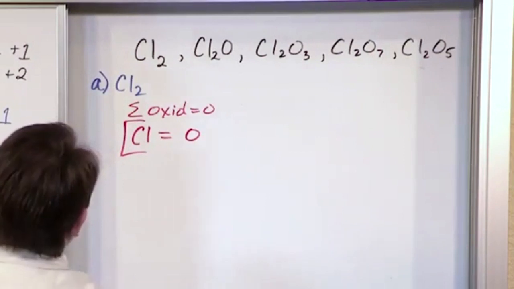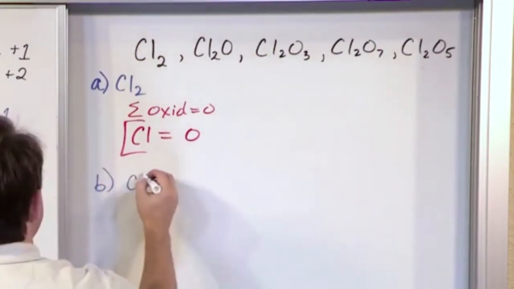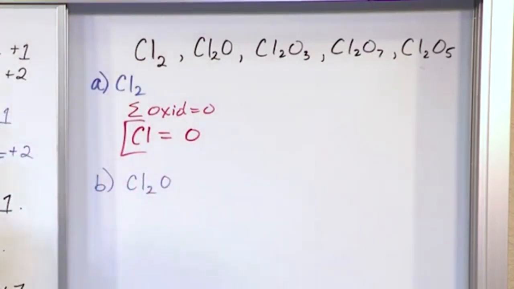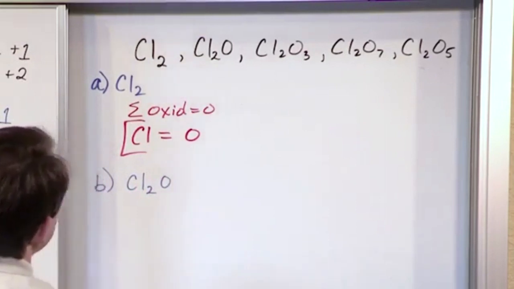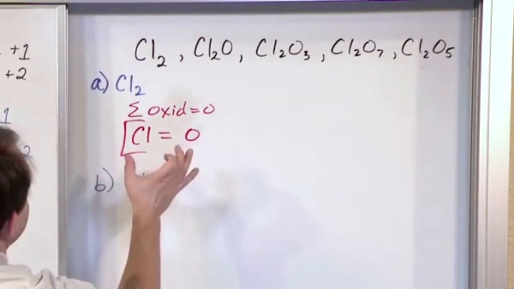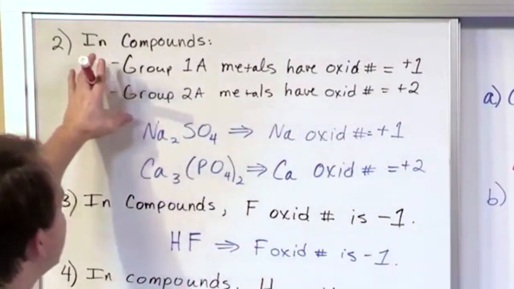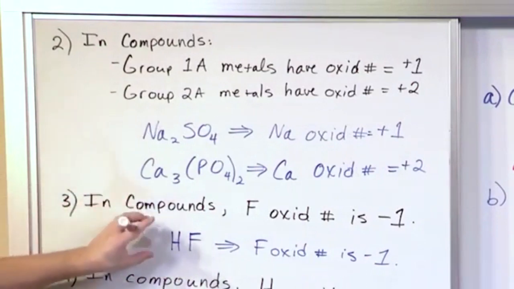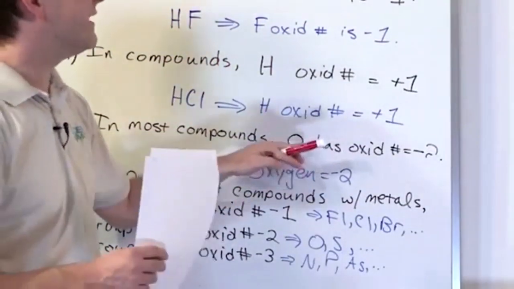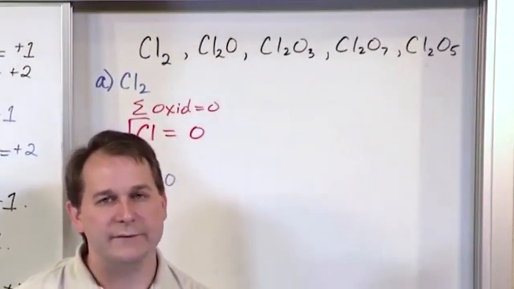All right, so let's take a stab at the next one. Let's do B, Cl2O. Now we're going to follow our rules, just like we always have, but we're going to speed things up just a little bit because we've done so many of these problems. You know the sum of these oxidation numbers has to be 0, and you know that there's no group 1A metals there, no fluorines, and no hydrogens, but you know that oxygen is in every one of these compounds. So in every one of these compounds, oxygen is going to be -2.